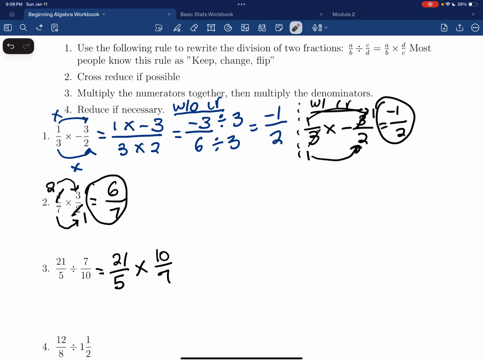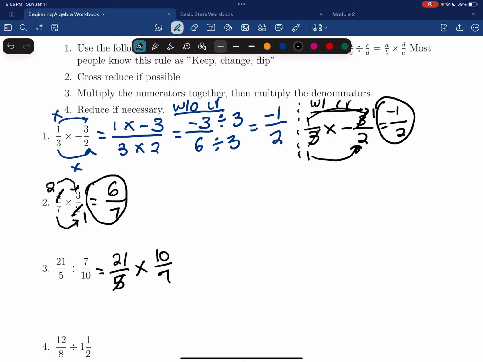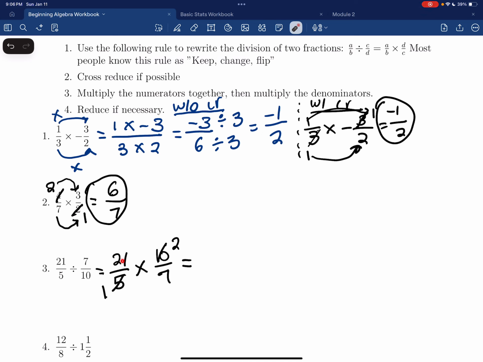And now we're just going to treat this like a multiplication problem as we were up here. So let's see, because we're multiplying, let's first see if we can cross reduce. Can we cross reduce 5 and 10? We can, because 5 and 10 are both divisible by 5. So 5 divided by 5 is 1, and 10 divided by 5 is 2. But we can also cross reduce 21 and 7.